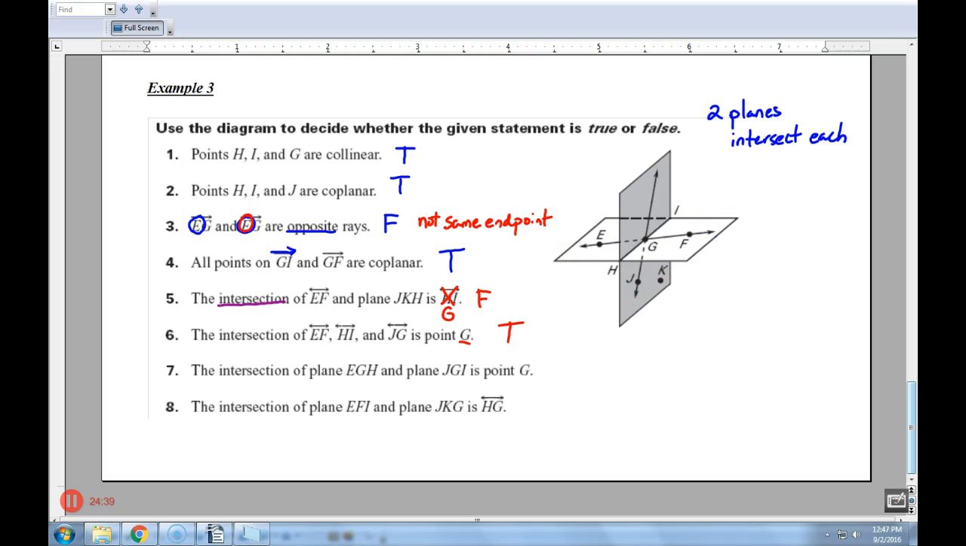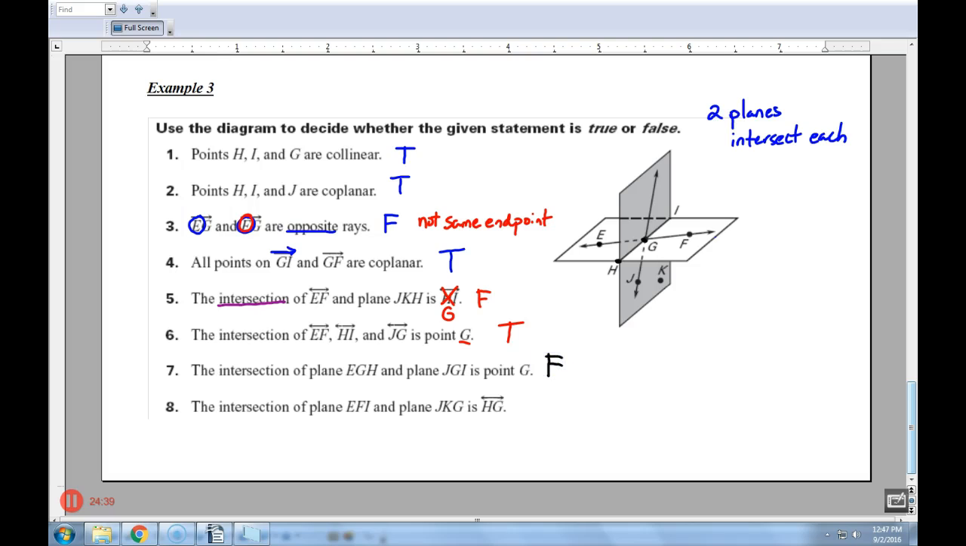Number 7. Moving on down to number 7, the intersection of plane EGH. So EGH is the white plane there. EGH, we got E, G, and H over here chilling on the side. That's the white plane, so we're talking about the horizontal plane. The intersection of the horizontal plane and then GJI is the vertical plane, is the intersection of those 2 planes, point G. And this is false.